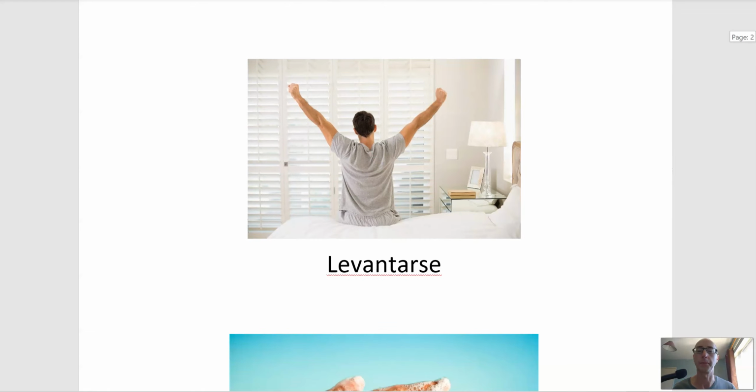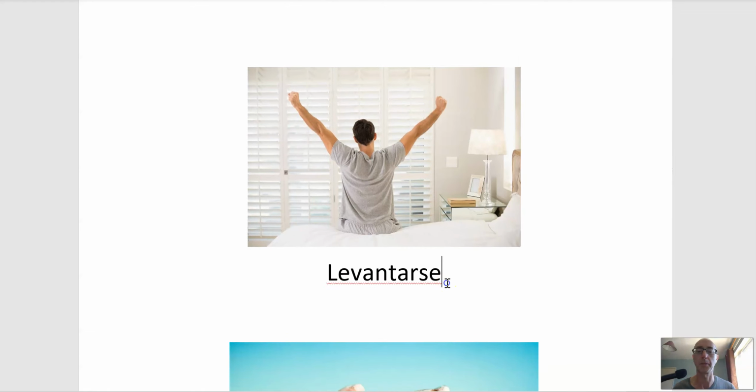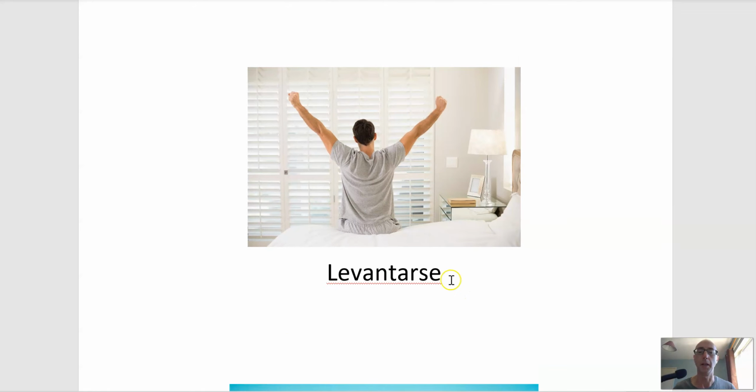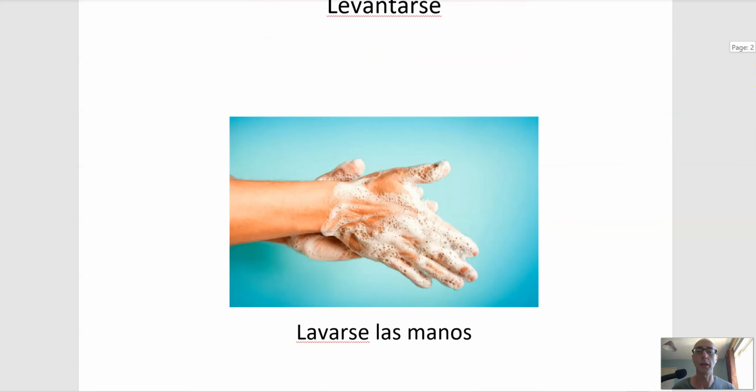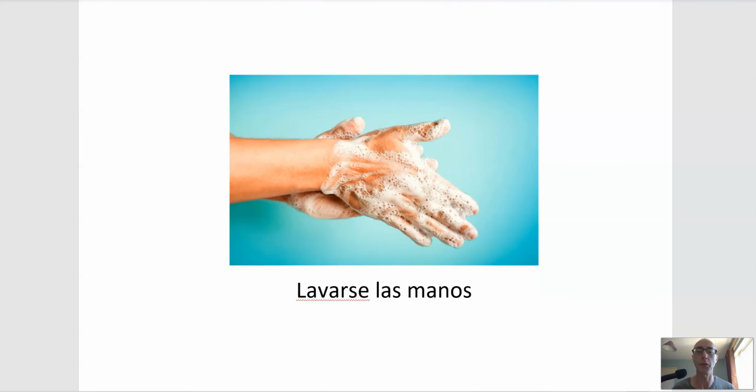For example, levantarse. Levantarse. ¿Qué significa levantarse? To get up. So let's look at another verb. So the next verb down here is lavarse las manos. So we often use reflexive verbs in Spanish when we're talking about something that we do to our own selves, to our own body, or to a part of our body.